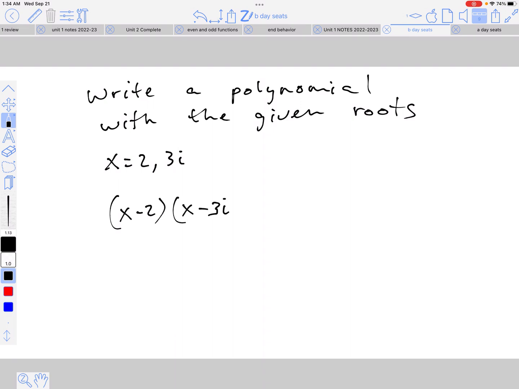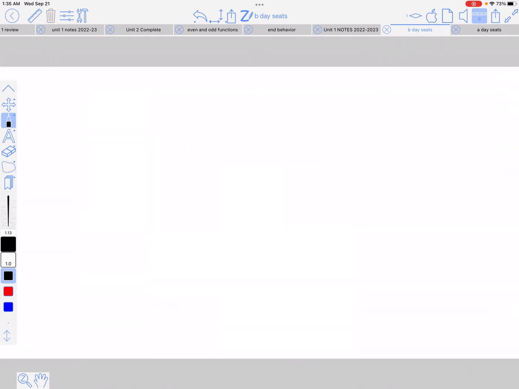But here's the weird thing about math, is mathematicians know that every imaginary and every irrational will come with a conjugate. Every imaginary and irrational comes with a conjugate. So if you have an x minus 3i, you have to have an x plus 3i. So don't forget that. We kind of talked about it before. All right, that's what we needed to go over today.